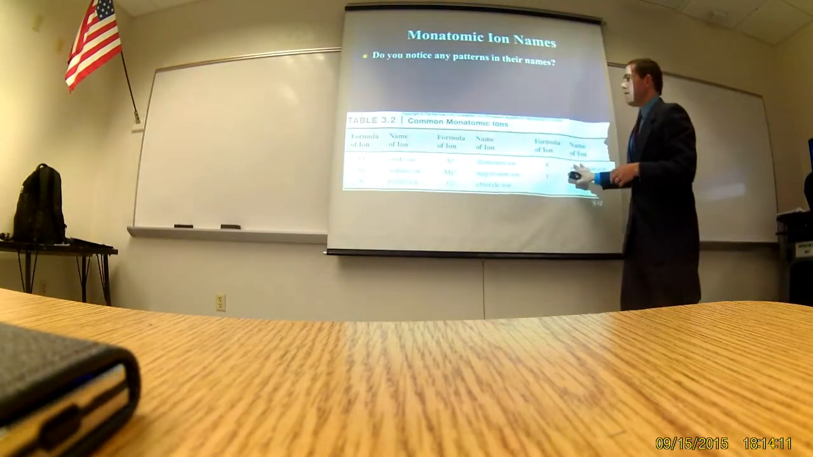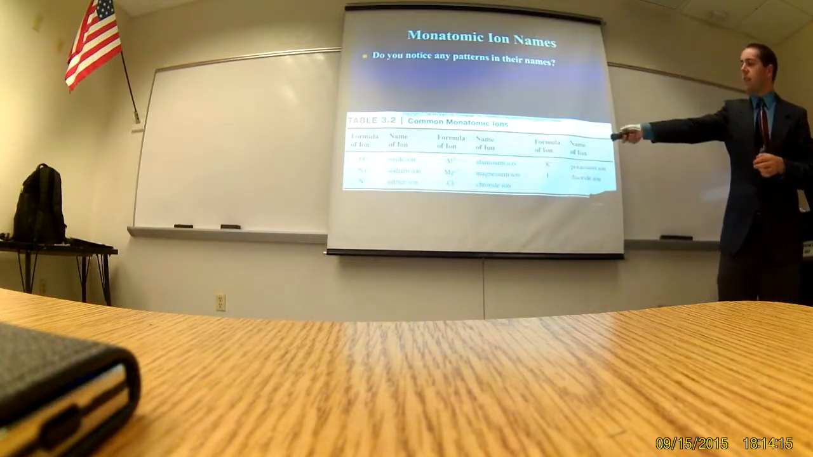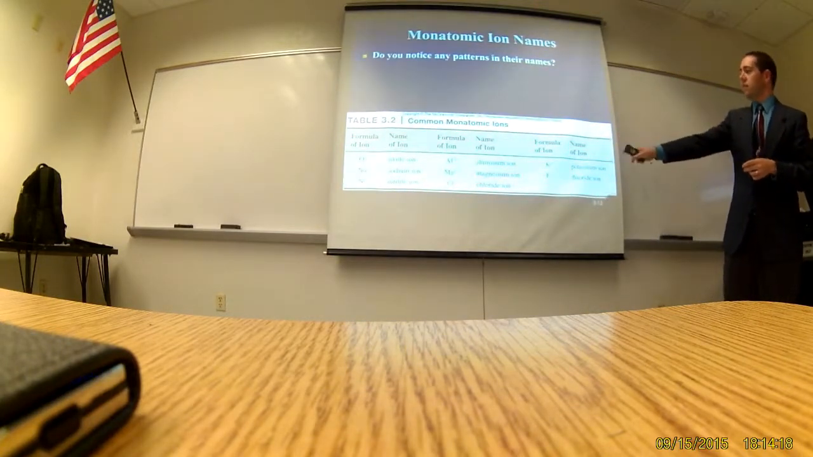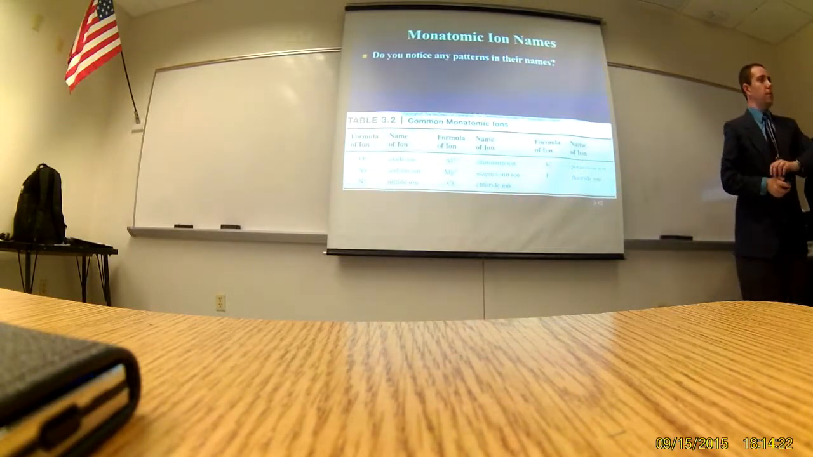So these are names of some monatomic ions. That's oxygen ion, it's called oxide ion. So just look at these and see if you can find a pattern. There's actually 2 patterns.